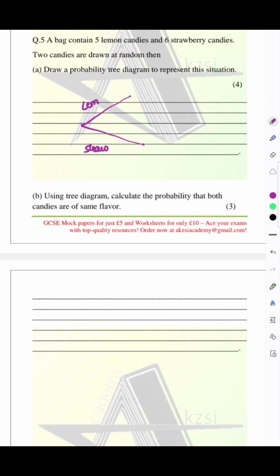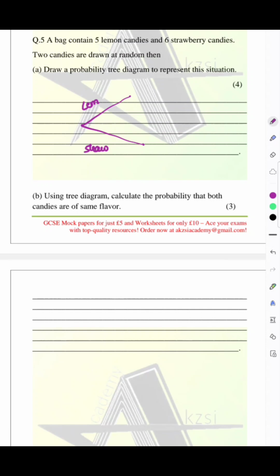And probability tree diagrams are the tree diagrams where we fill in probabilities. So what's the probability? It's given that 2 candies are drawn at random. That means 1 by 1, 2 candies are drawn. So when the person is going to pick the first candy, what's the probability of picking a lemon candy?